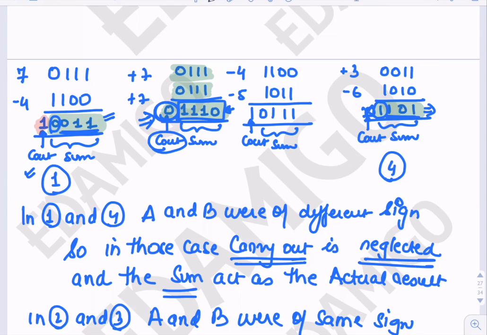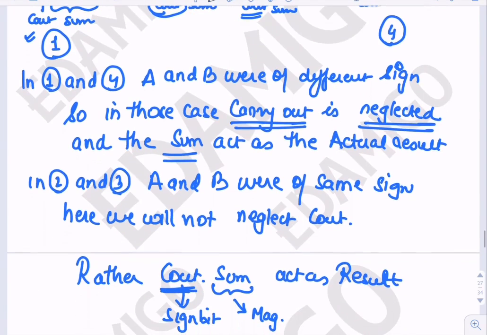Similarly, when we take input as -4 and -5, this one, the C out, will act as a sign bit showing that it is a negative number and this will give us the magnitude. So 10111 is the result. Now how to get the magnitude of this? We know that we will first of all complement it, then add 1 and we'll get the result. So this is a very important conclusion that I wanted to tell you.